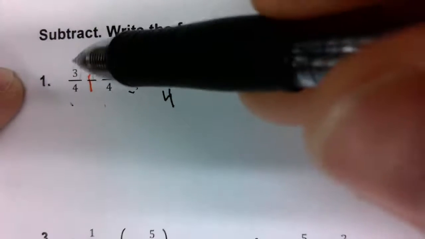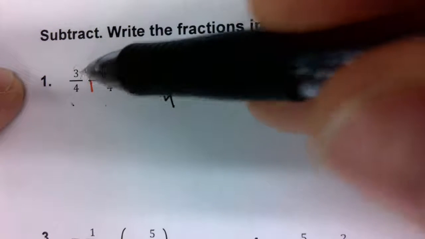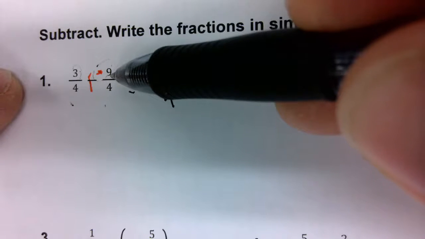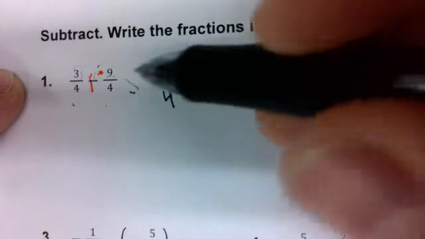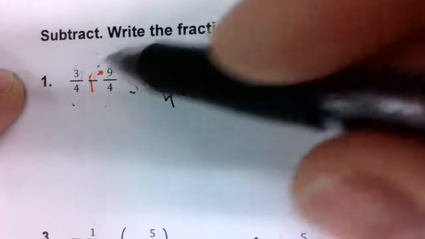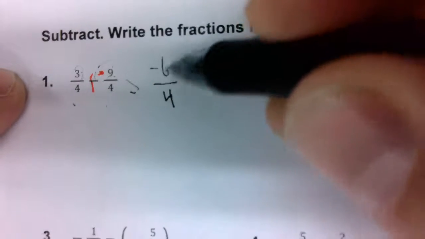In this case, do you have more money with the positive 3, or do you owe me more money with the negative 9? You owe me more money. How much more do you owe me after you pay $3 on your debt? You still owe me 6.